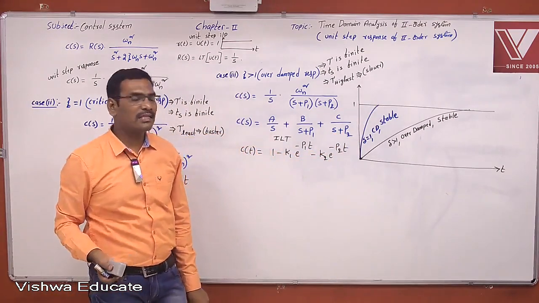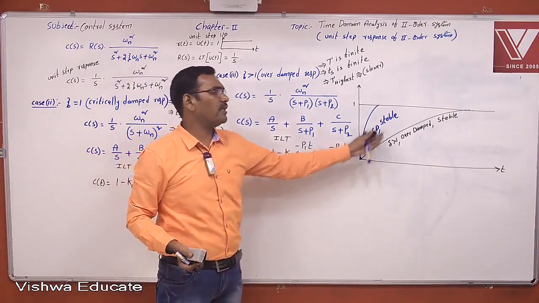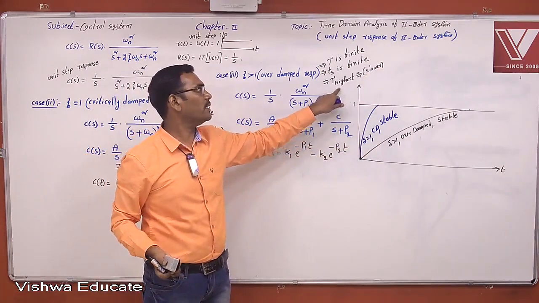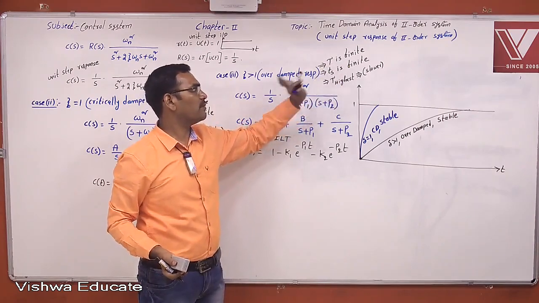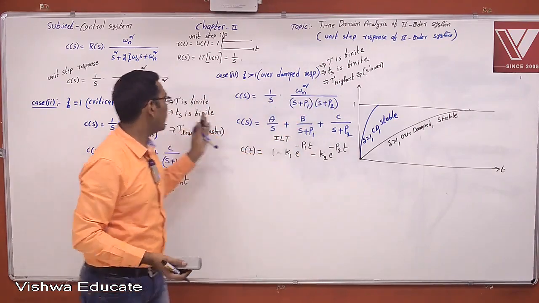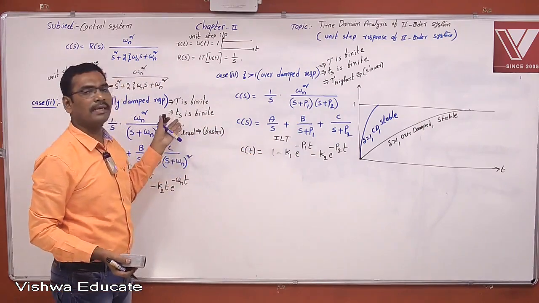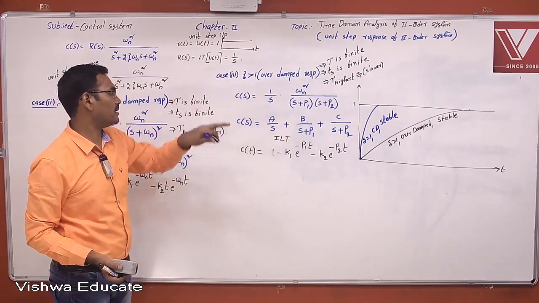Now this is the response. The overdamped response will take more time because the time constant is highest. Settling time is completely dependent on the time constant, and the critically damped time constant is least, so settling time is least. That's why it will take very little time, faster.